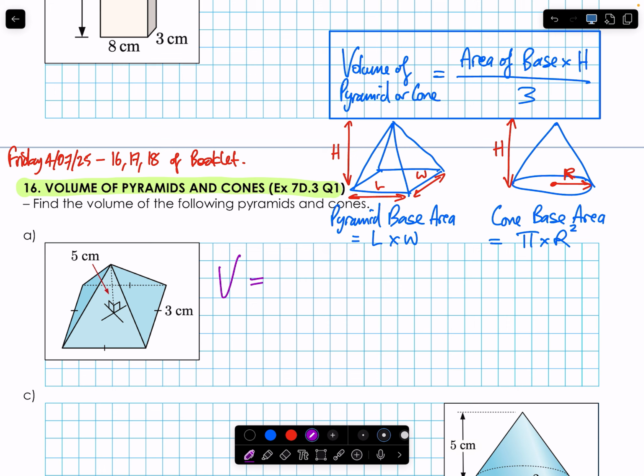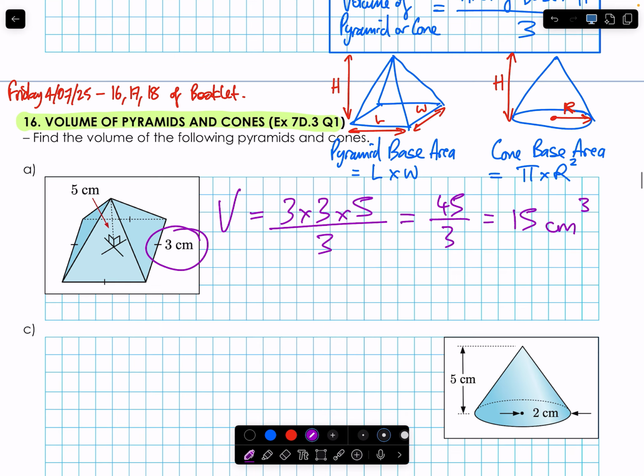So I'm looking at 3. What do I notice about the base? Are all the sides of the base the same? So it's going to be 3 times by 3. That's the area of the base. Times by, our friend over here told us the height of it was 5. And then you divide the answer by 3. So 3 times 3 is 9, times 5 is 45, divided by 3. That's going to be 15. And because we're talking volume, it's going to be cubic centimeters. So you get a free answer out of those 4 in your booklet.